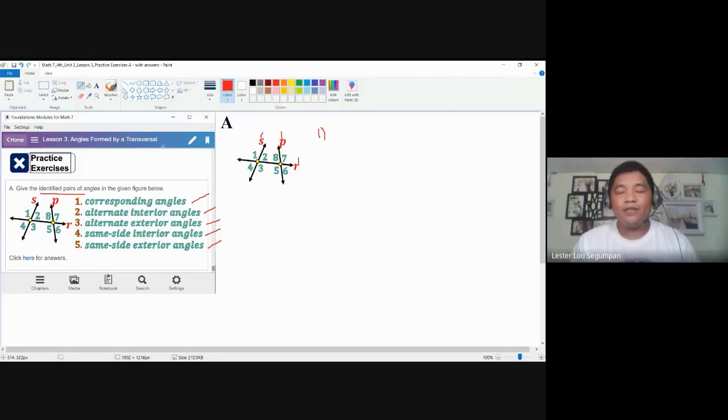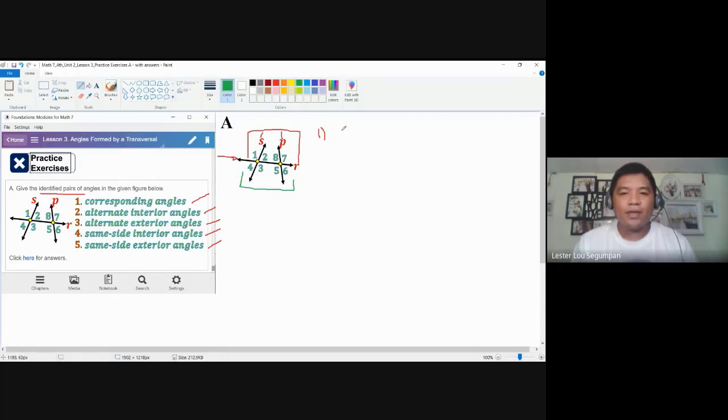Corresponding angles, by definition, have three conditions. Number one, they must be on the same side of a transversal line. If we talk about these eight angles here, and this is our transversal line, the angles on the same side are angles 1, 2, 8, and 7 because they are on the same side of the transversal. This is also true with angles 4, 3, 5, and 6 because they are also angles on the same side.